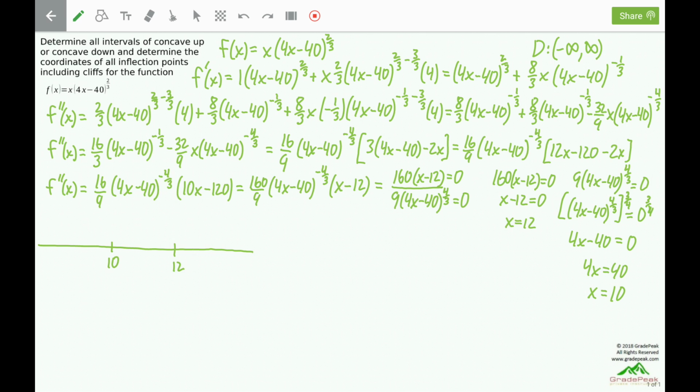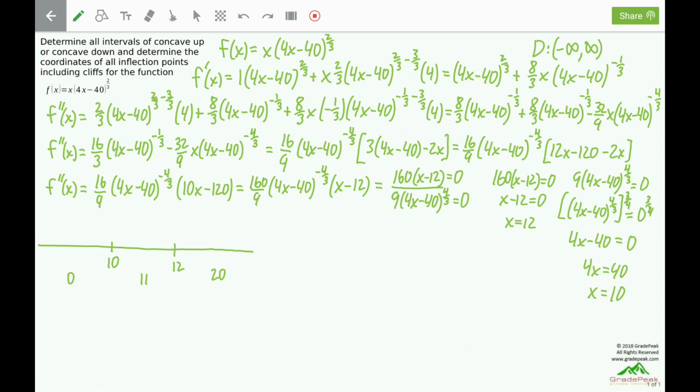The first interval is negative infinity up to 10. We can pick 0 in there. The next interval is 10 to 12. We can pick 11 in there. And then 12 to positive infinity, we can pick 20 in there. We can test the concavity in each of these intervals by plugging the test value back into the second derivative. We don't care about the value of the second derivative, we just care whether it is positive or negative.